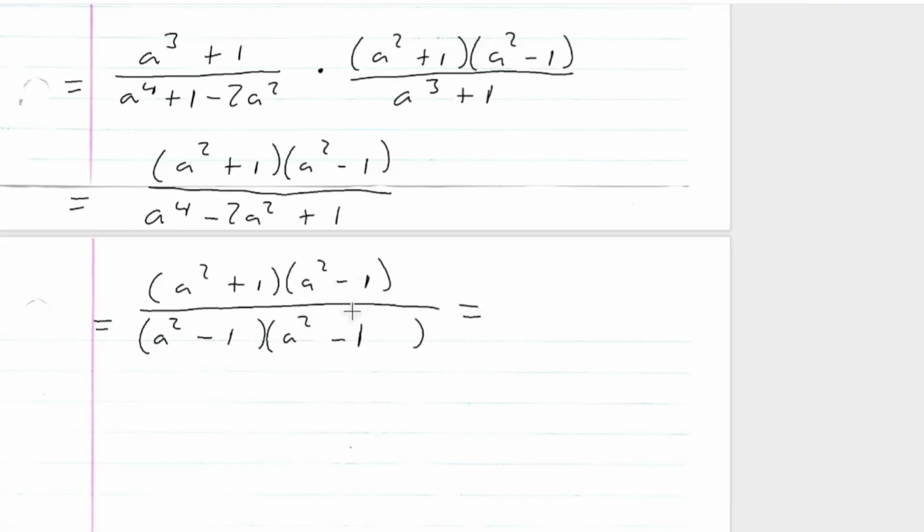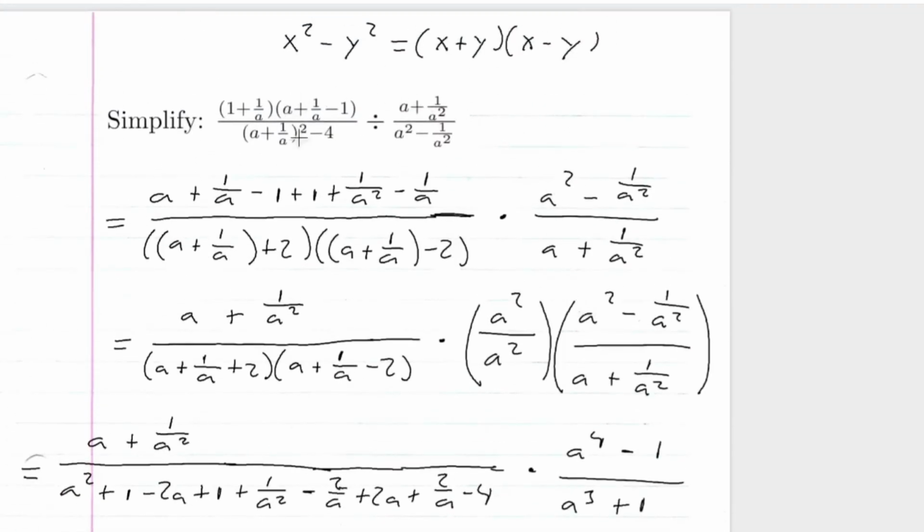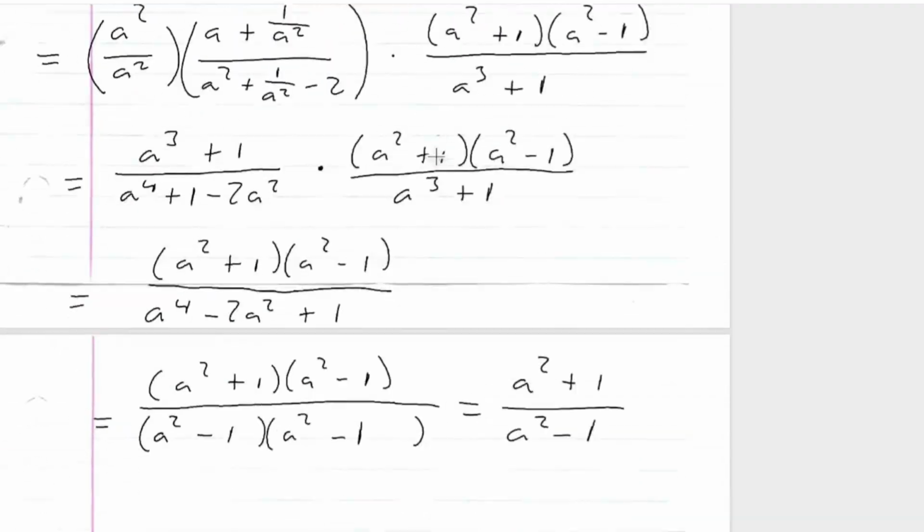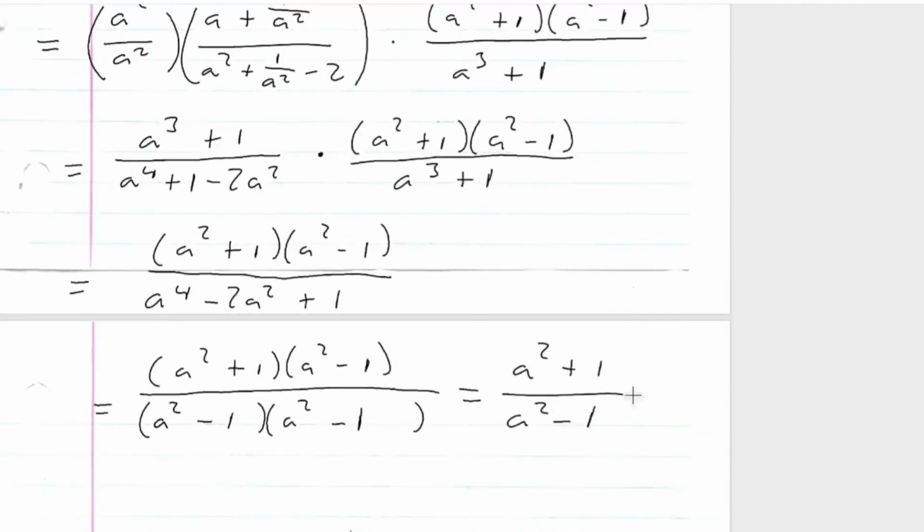I have a factor on both top and bottom, so I'm left with a squared plus 1 over a squared minus 1. So this expression reduced is a squared plus 1 over a squared minus 1.